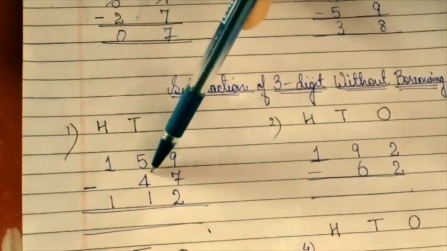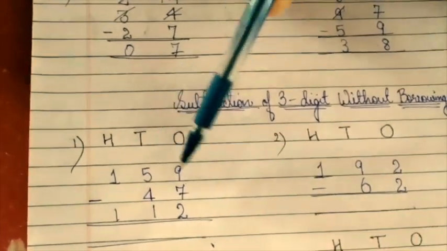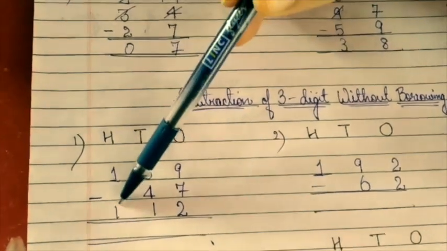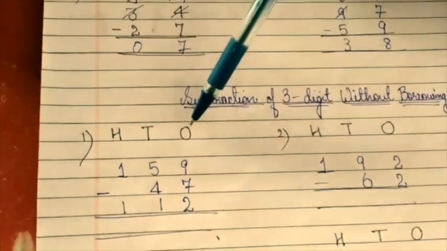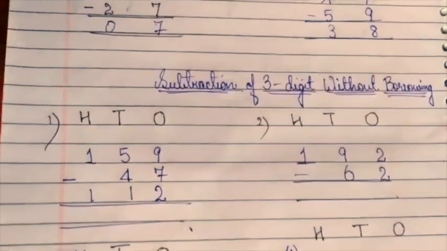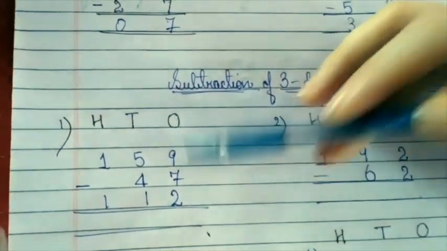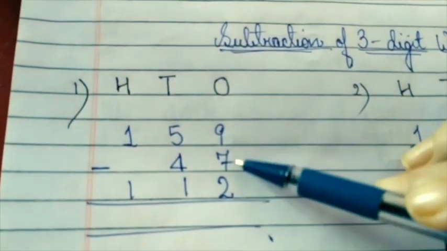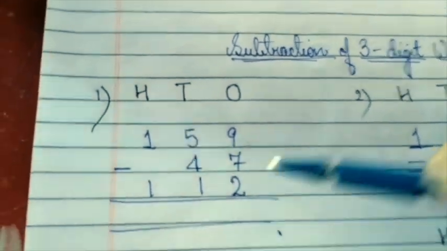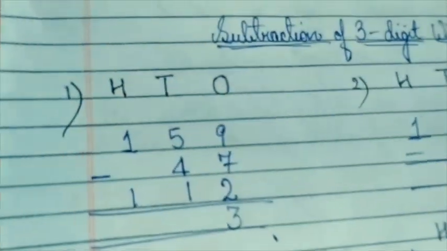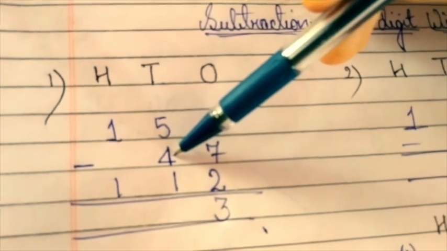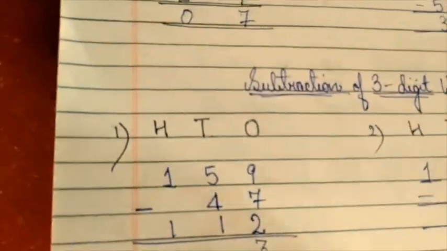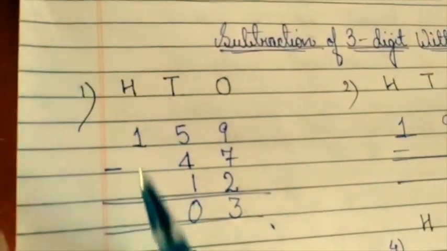Now I will subtract 47. 47 means 4 tens, 7 ones. As well as I will subtract 112. 112 means 100, 1 tens and 2 ones. Let's solve ones first. 9 minus 7 is equal to 2. And 2 minus 2 is equal to 0. Let's solve tens. 5 minus 4 is equal to 1. And 1 minus 1 is equal to 0. Let's solve 100. 100 minus 100 is equal to 0.